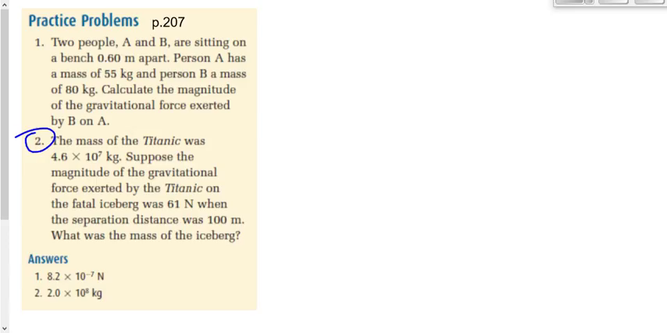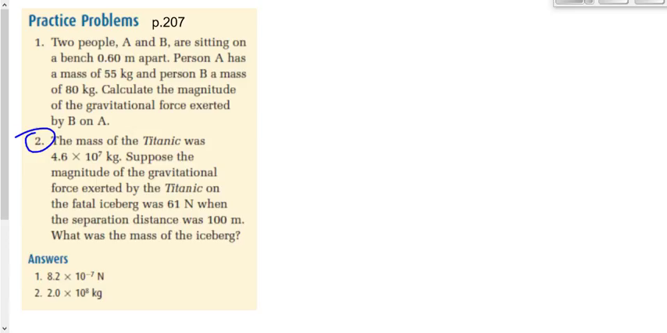This iceberg and this ship were both so big that there is a force of gravity that is quite measurable, 61 newtons, that acts between them. That's a big force of gravity when we're talking about two objects on Earth, right? Like, that's a big force. Separation distance 100 meters. What was the mass of the iceberg?